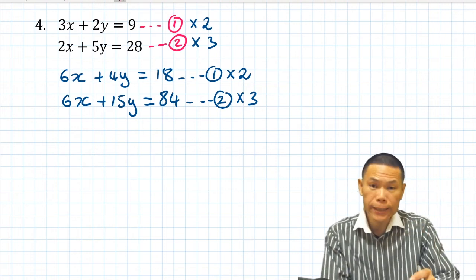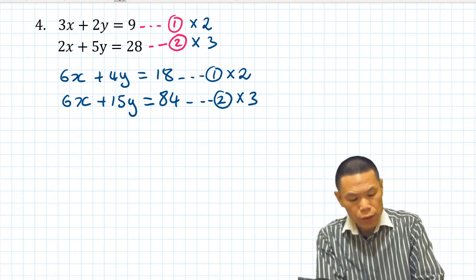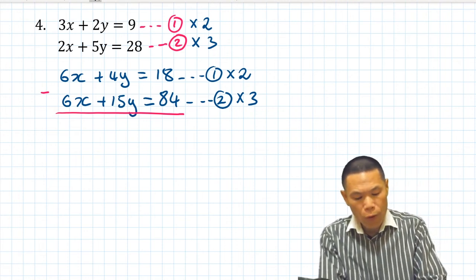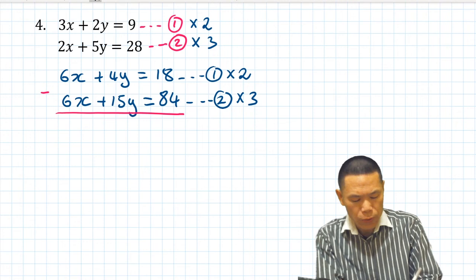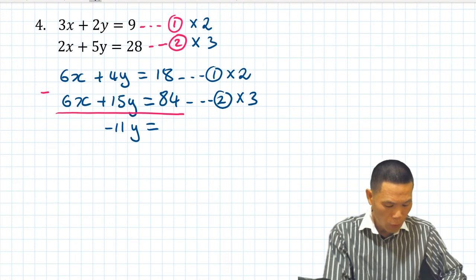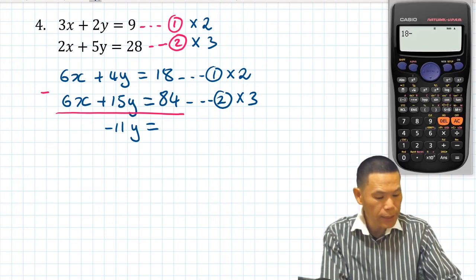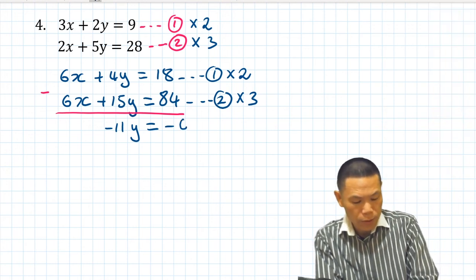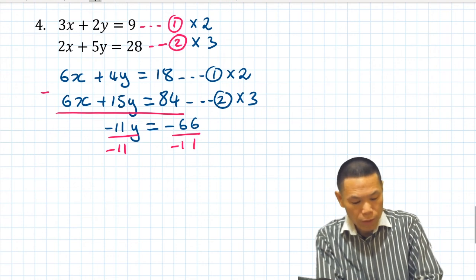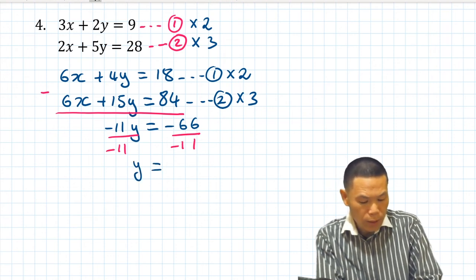Now we have 6x and 6x in the other equation. So I just get rid of them by minusing them. So 6x minus 6x is 0. 4y minus 15y equals negative 11y. So 18 minus 84, just go 18 minus the answer we did earlier, so negative 66. I divide both sides by negative 11. So therefore, y is equal to 6.